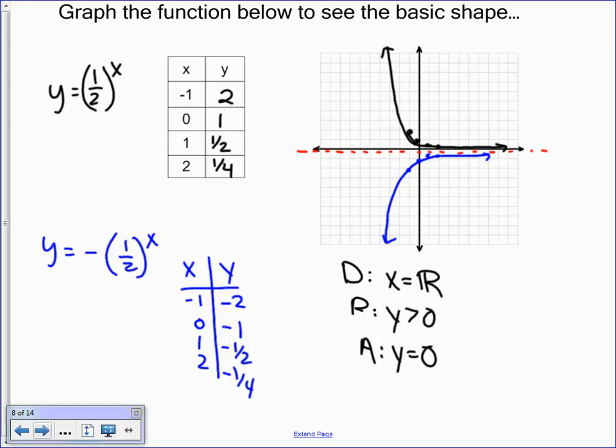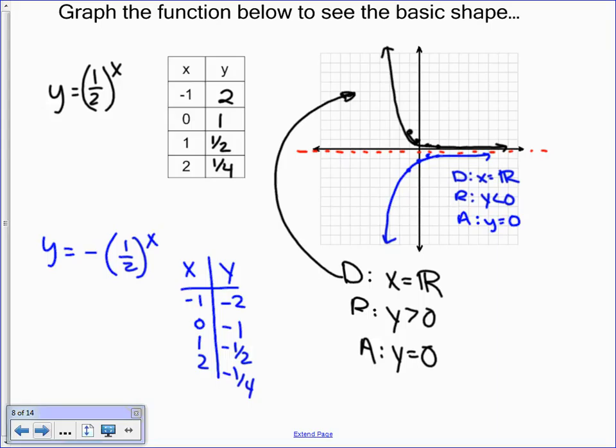Okay? So the domain would still be all real numbers. My range would have to change to be less than 0. My asymptote would still be 0.